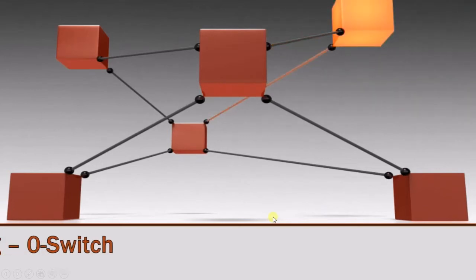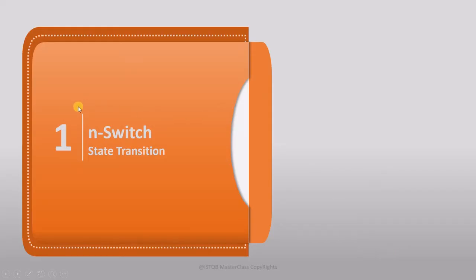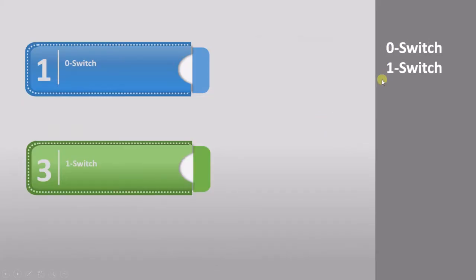In this lecture, we are going to cover a new concept, that is zero switch coverage in state transition testing. In order to understand zero switch, first we need to know the meaning of N switch. The term N switch coverage relates to the number of transitions covered. How many transitions you are covering, that is represented by N. Now, when we move to zero switch and one switch, it will be more clear how we have to read this out.